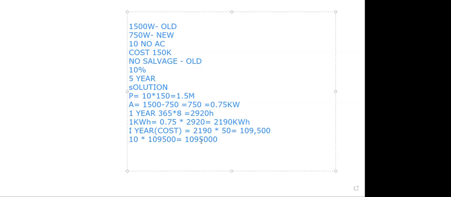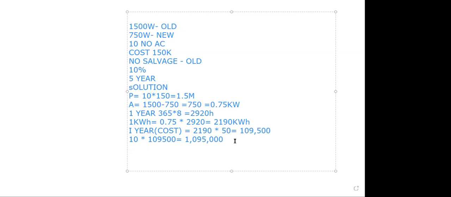It means in 1 year, gentlemen, this is a good investment, even without doing any calculation. This is what I'm saving. If I change these 10 ACs from Yamaha, why am I using Yamaha? Maybe one old AC, a window unit. I'm saving 1 million. So for investment of 1.5 million, in just 1 year, I'm already saving 1 million.